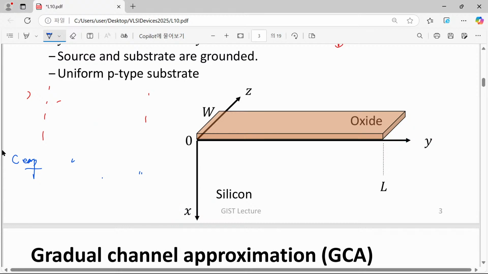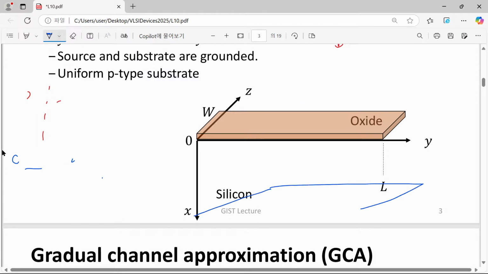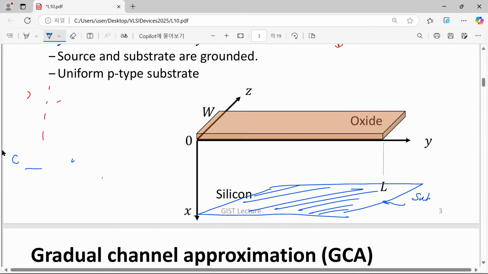If I have to draw the entire MOS structure, at least in its planar structure, how can you fill out the missing part? Where can you find the substrate? Of course, the substrate exists here, and this is the substrate, or sometimes called the body, and the distance between this interface and the substrate is regarded as infinitely large. So that is one thing.